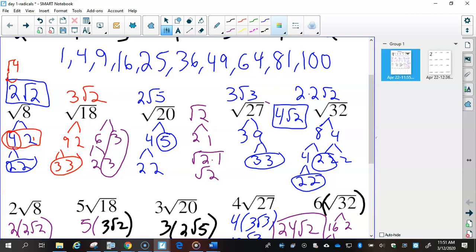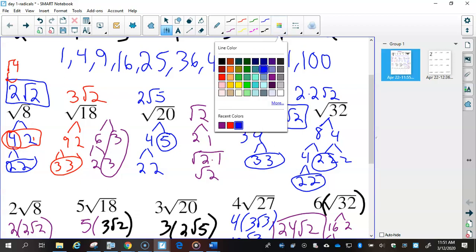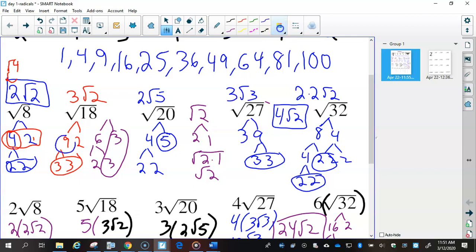We can do the same thing for all of these. For 18, now if you chose 6 and 3, it wouldn't work. This method wouldn't work because 6 or 3 aren't perfect squares. But 9 is. So if you choose a perfect square, then it works perfectly. The square root of 9 is what? 3. So 3 would go on the outside, and then the other factor would go on the inside.